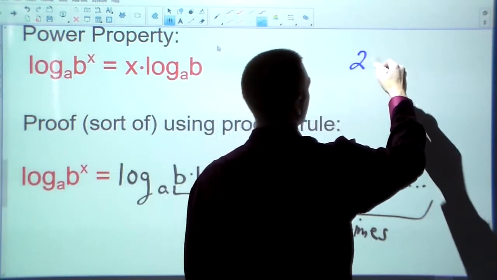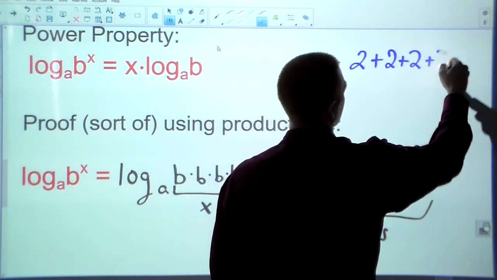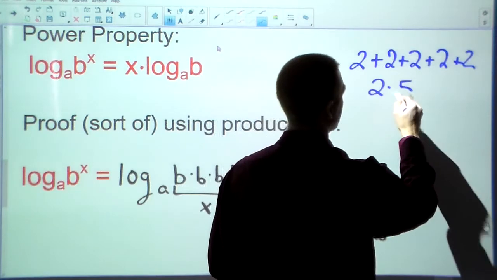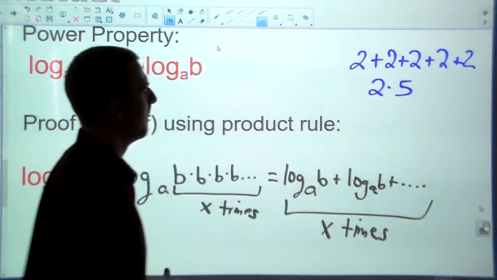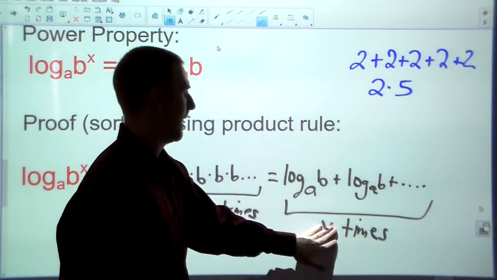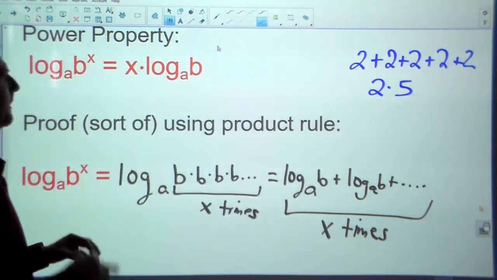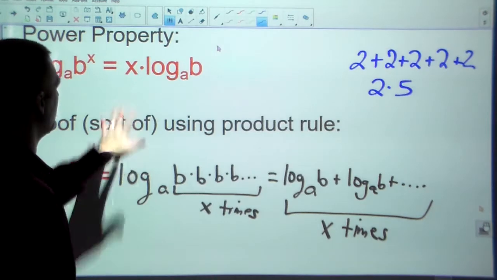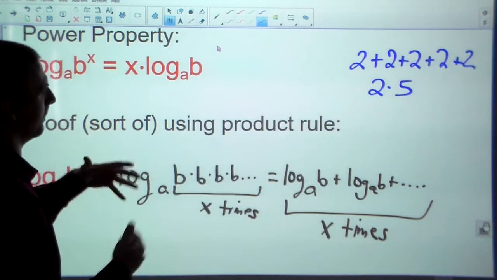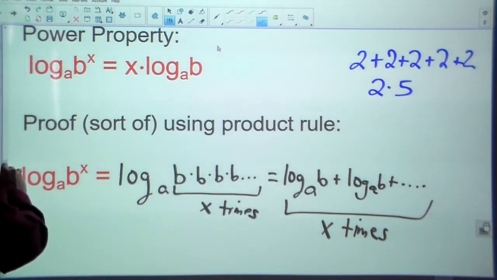If I had 2 plus 2 plus 2 plus 2 plus 2, it'd be a lot faster to just say, all right, well, that's 2 times 5, and be done with it. So I could say that's log base a of b times x, however many times. And so that's an intuitive way, I think, to get to this rule. Because again, it's coming from exponent rules. A logarithm is an exponent, so it just comes back to those exponent rules.